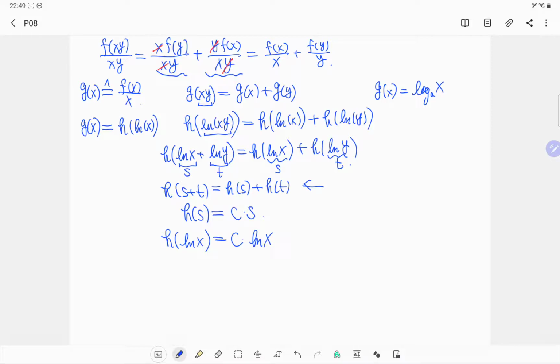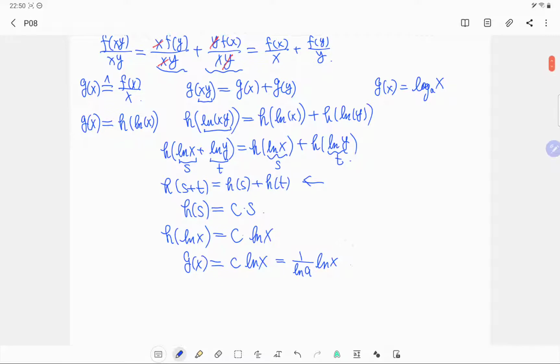And actually, h of natural log of x is actually g of x, which means that g of x should be c times natural log of x. Actually, we can just put this c to be 1 over natural log of a, and then natural log of x. Here we define that c equals natural log of a. This is constant.